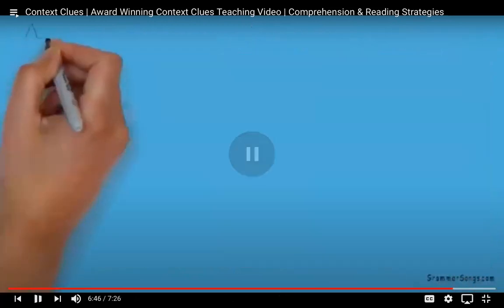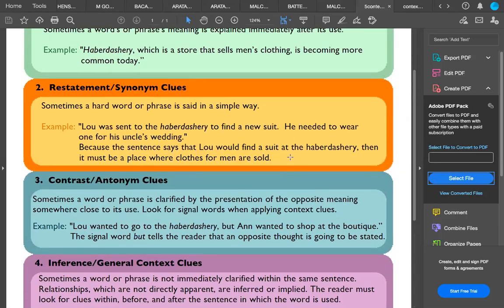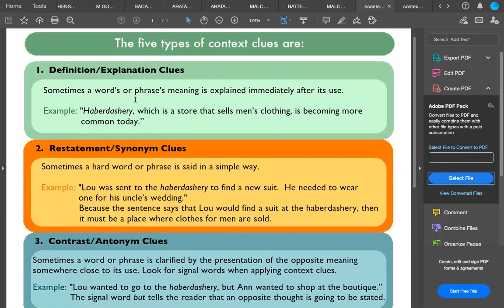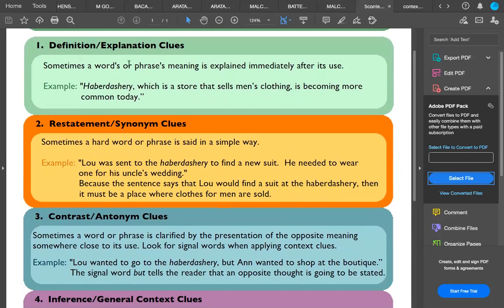Yes, it was. All right, so let's look at our little cheat sheet. I'd like to go over that real quick. They're going to use this word haberdashery, which is not a commonly used word, here at least. Through these 5 examples, definition or explanation, we are looking for the word's meaning or phrase explained immediately after. Okay, so here's the example. Haberdashery, which is a store that sells men's clothing, is becoming more and more common today.